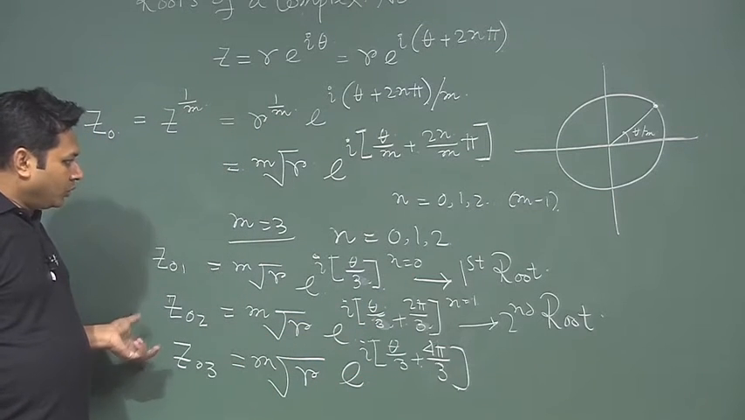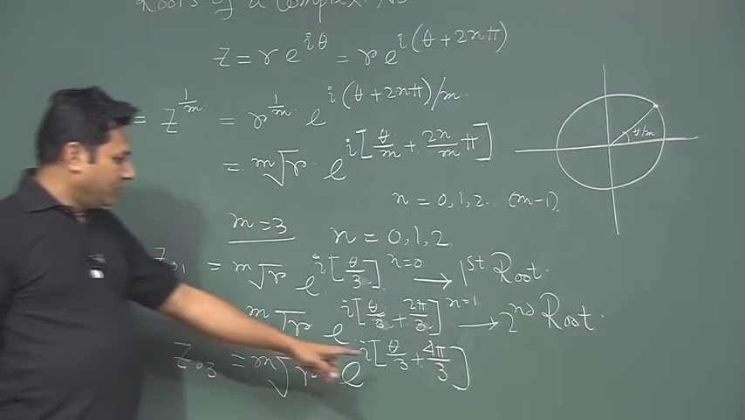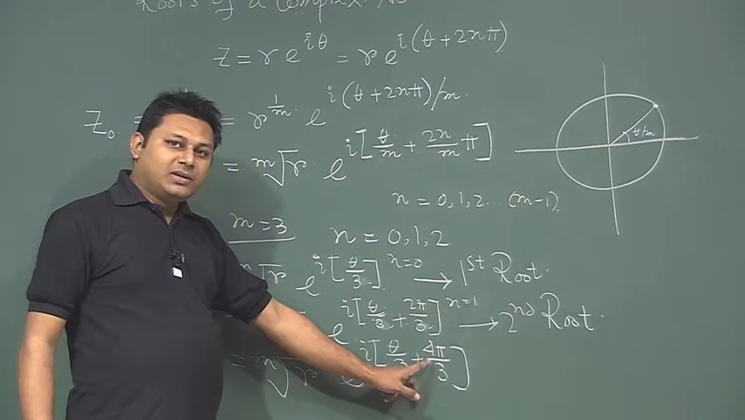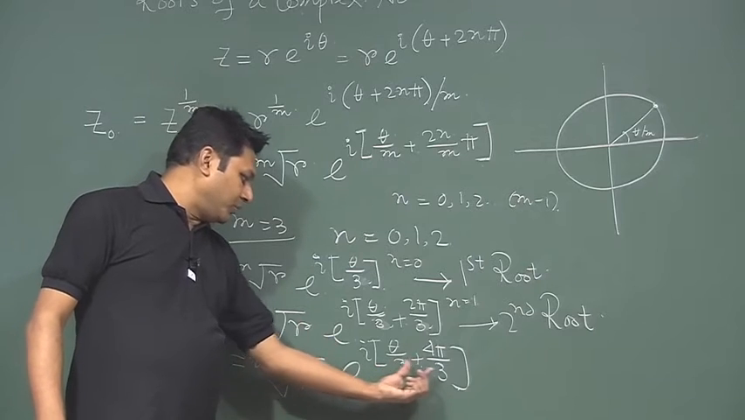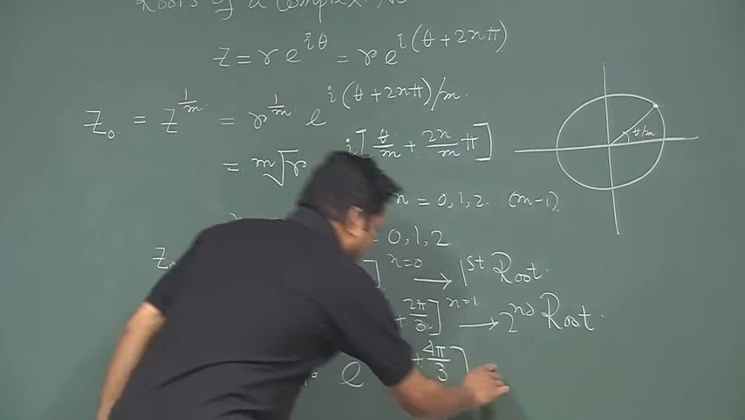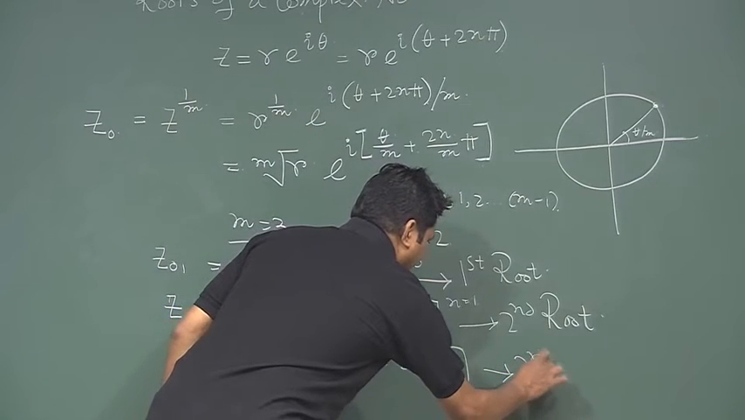Now, if I go to n equal to 3, then you will find that it is theta by 3 plus 6 pi by 3, which is 2 pi. So, theta by 3 plus 2 pi, and this is the same point as the first root. This is my third root.